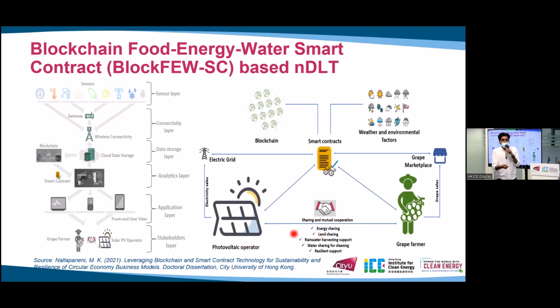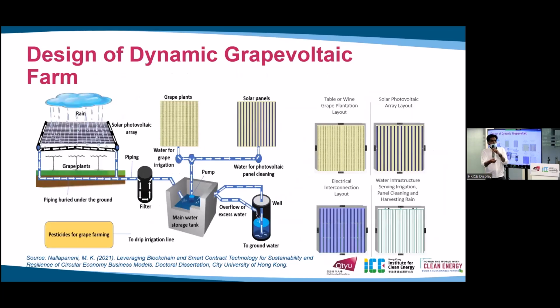And then we also need the solar panel to act as a protective shield during rain events or hail events or anything that is possible. All these conditions we deploy as smart contracts, and then we make the total system operate as per these written contracts by sensing the weather parameters. And this is how the conceptual design of the dynamic grapevoltaic farm was designed.